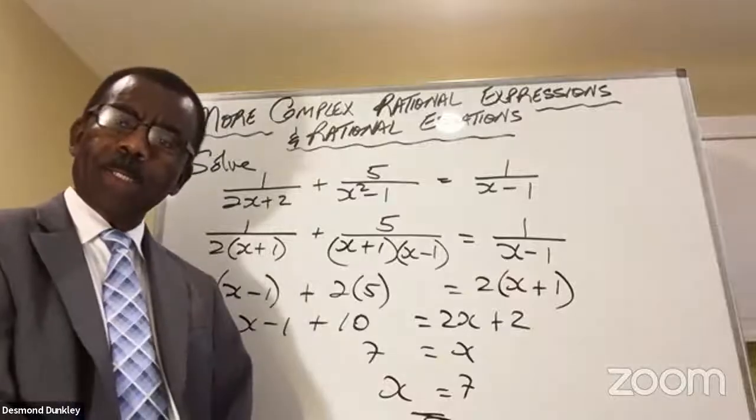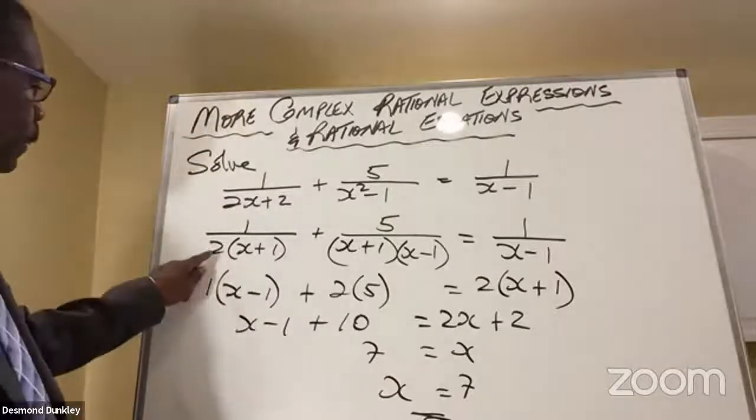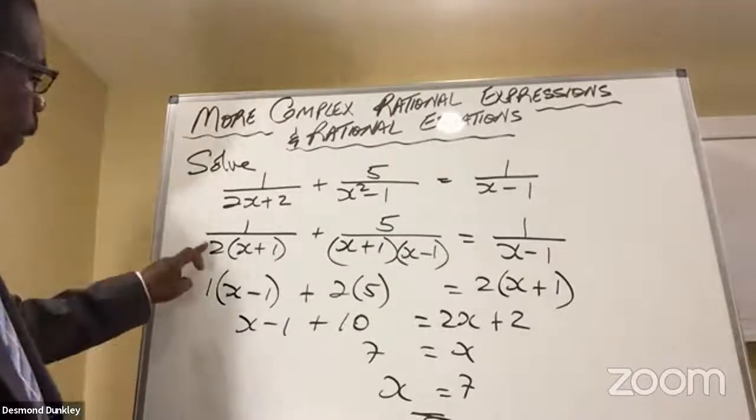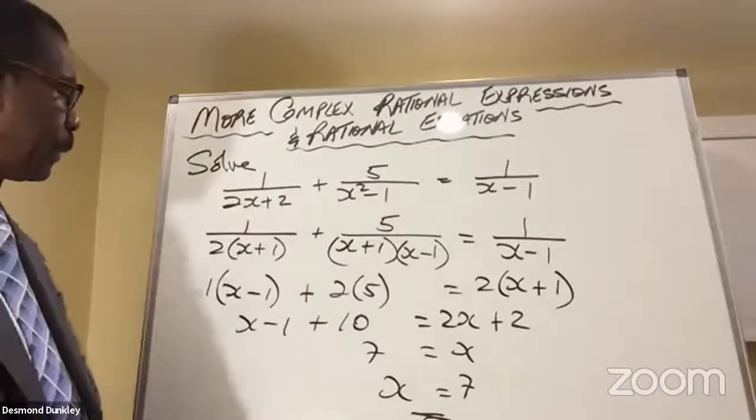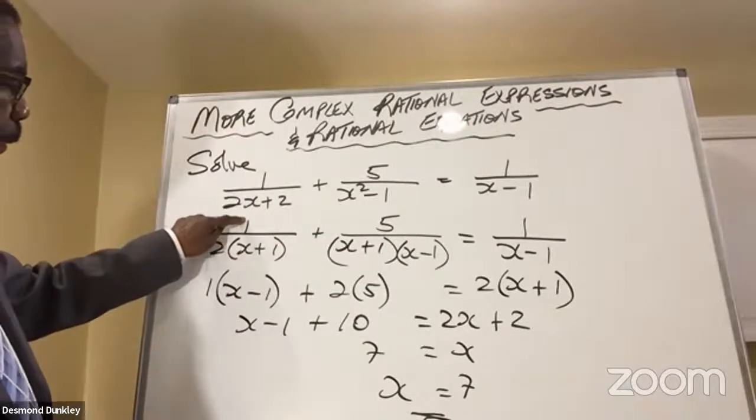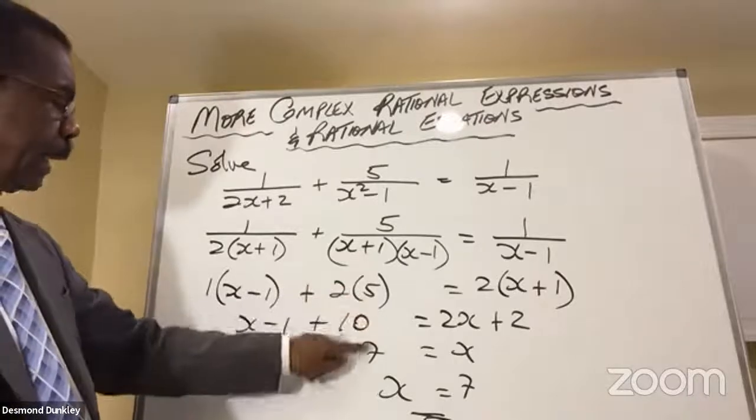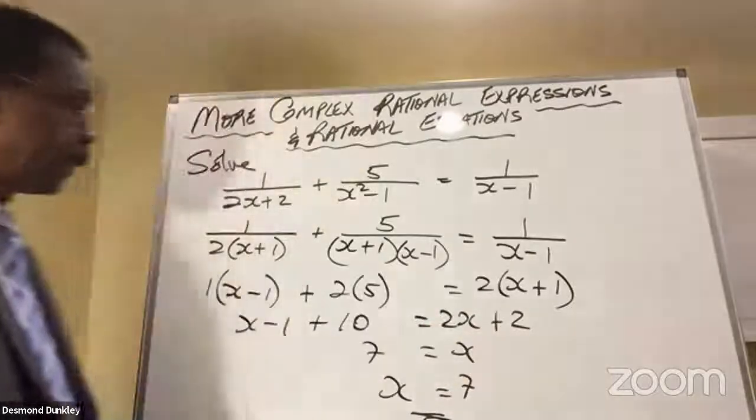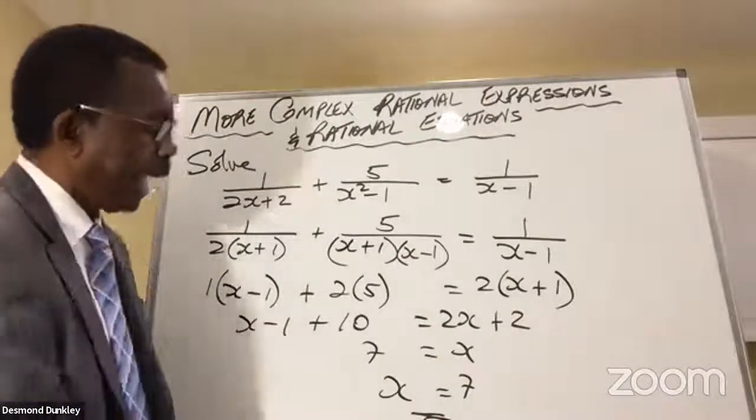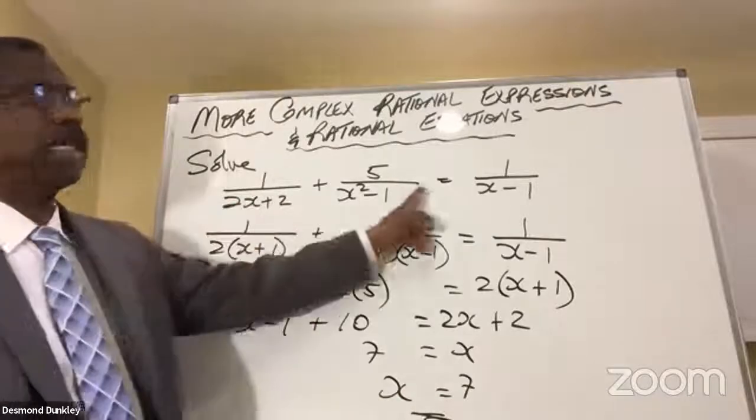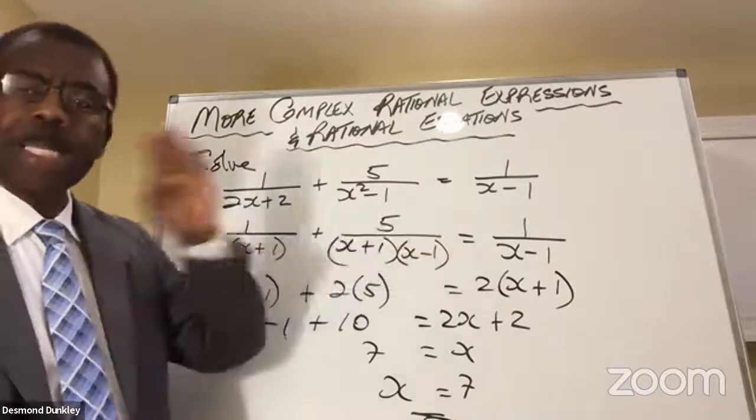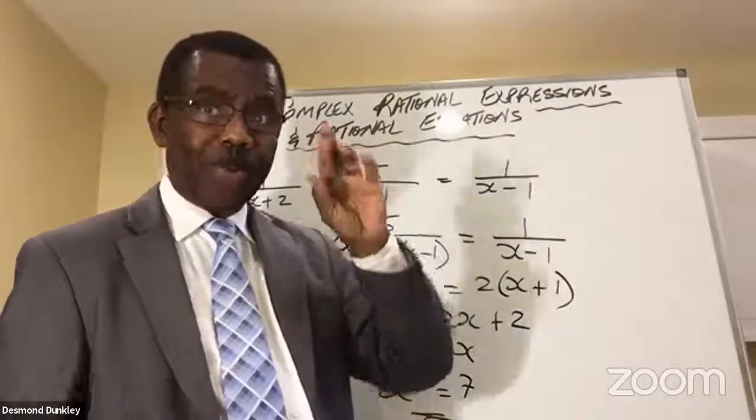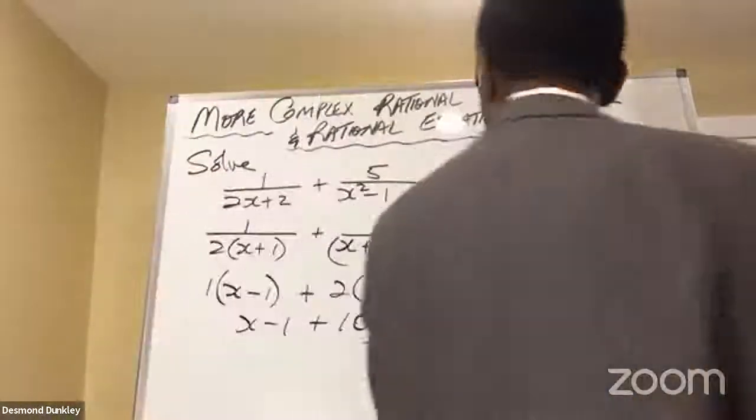Let's double check to make sure we did it correctly. Okay, this is 2 times x plus 1. This is x plus 1 times x minus 1. So we're going to multiply by 2, x plus 1, x minus 1. So we get x minus 1 for the top. For this one, we only get 2 times 5 is 10. And for this one, we end up with 2 times x plus 1 times 1. There it is. So if 7 is correct, when I plug in 7 for the left-hand side and simplify, I should get exactly what I get when I do the right side, if it's correct. So let's go and check. Keep your fingers crossed. Okay?